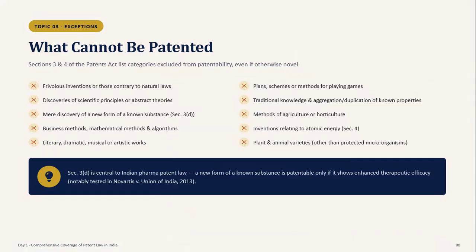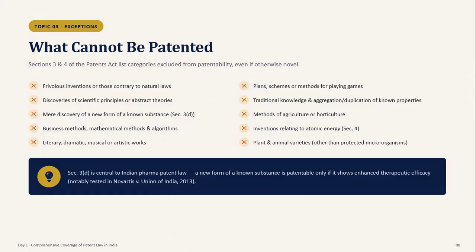Having understood what may qualify for patent protection, let us now consider the important exceptions to patentability. Sections 3 and 4 of the Patents Act identify certain categories that are excluded from patent protection. These include inventions that are contrary to natural laws, discoveries of scientific principles and abstract theories, and certain discoveries involving new forms of known substances.